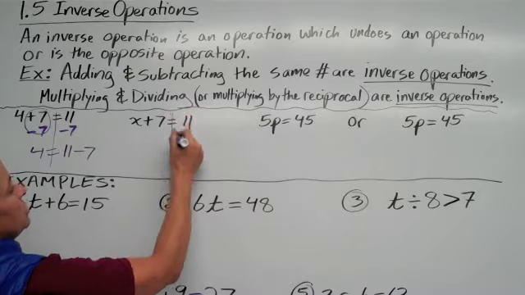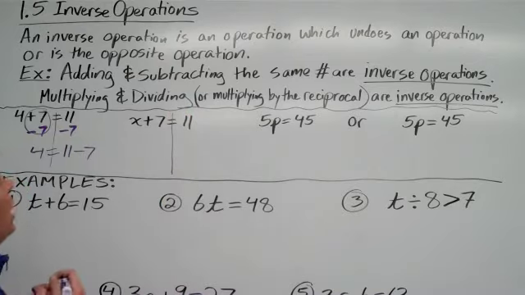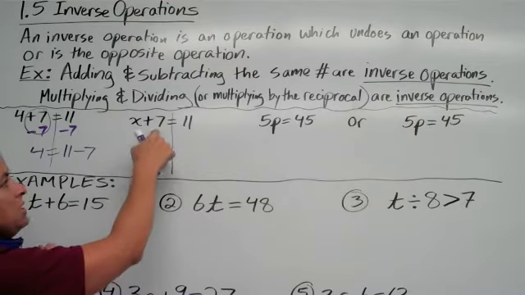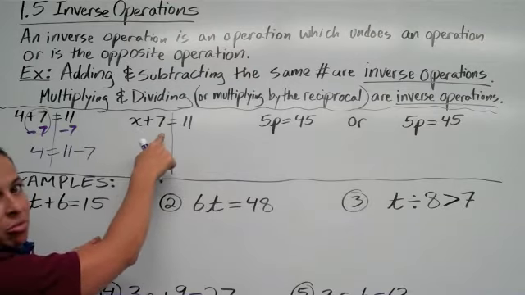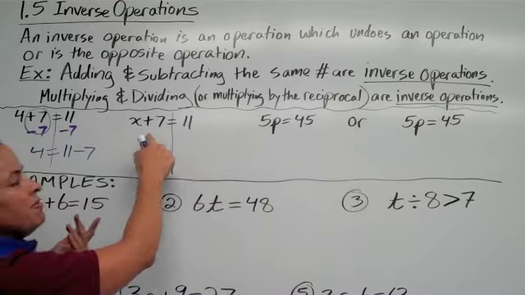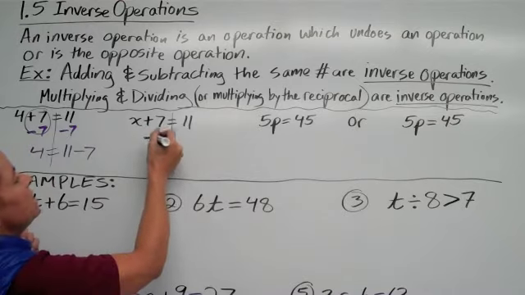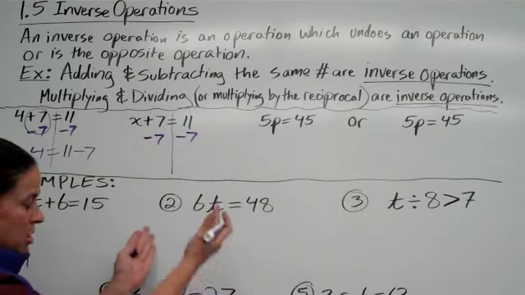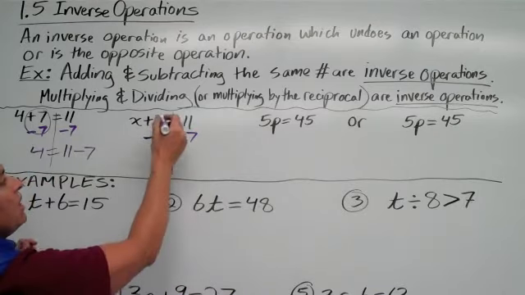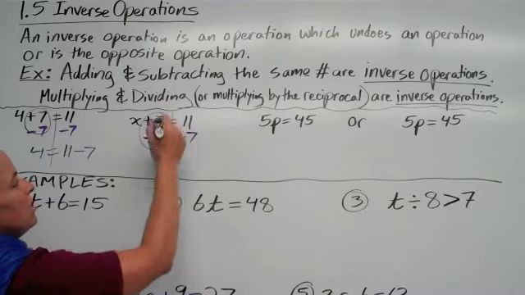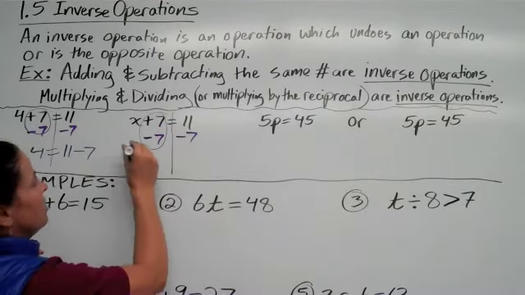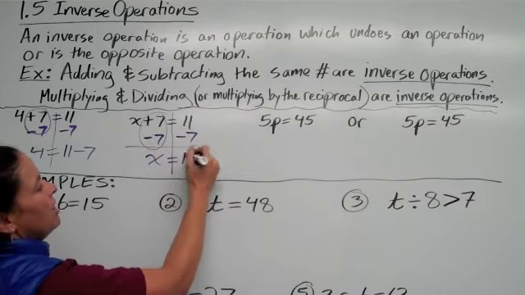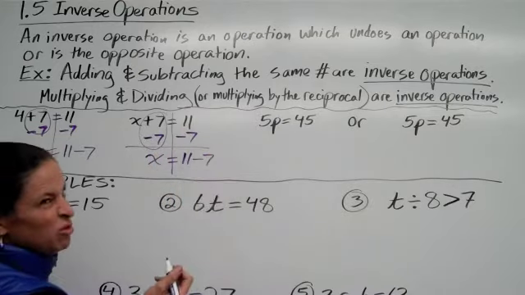If I was to solve this problem by building a fence, I could also do the inverse operations here. X, my variable, plus 7. Well, I want to get the variable by itself, so what's the inverse of plus 7? Minus 7. So I do that to both sides of the equation because I want to keep it balanced. And what I find is if I add 7 and subtract 7, that makes 0. So I am left with x, and again, I have 11 minus 7, which is 4.